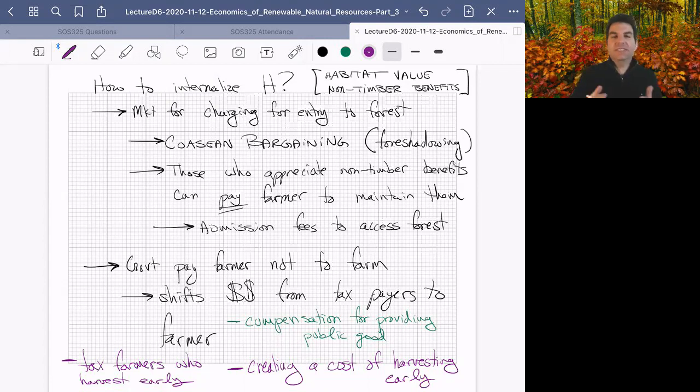So if harvesting early causes a negative externality, somebody needs to pay for it if we want to get back to the socially efficient equilibrium. And so we can ask the farmers to pay for it. And they either pay for it by directly being taxed, or those who do it get paid a benefit for doing it. And that effectively creates a kind of tax on those who don't do it. And so those who continue to harvest early now have to pay a cost. And that helps shift us back towards the socially efficient equilibrium. So that's how we can internalize habitat value.